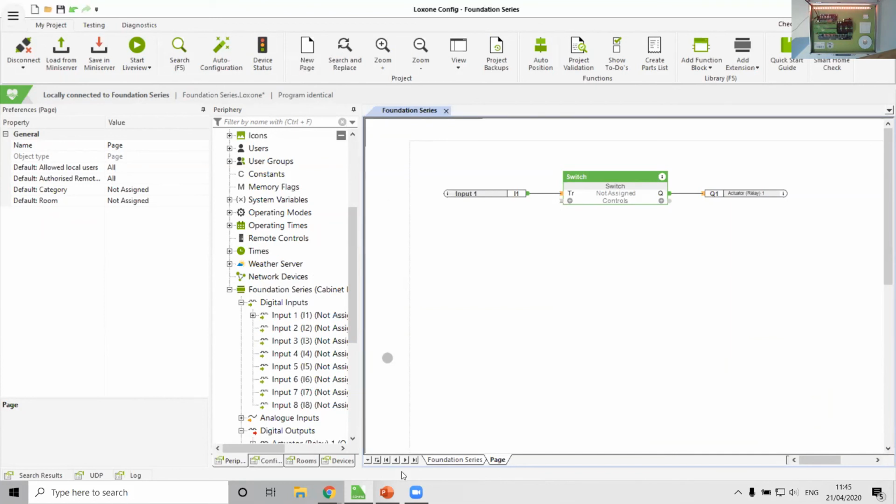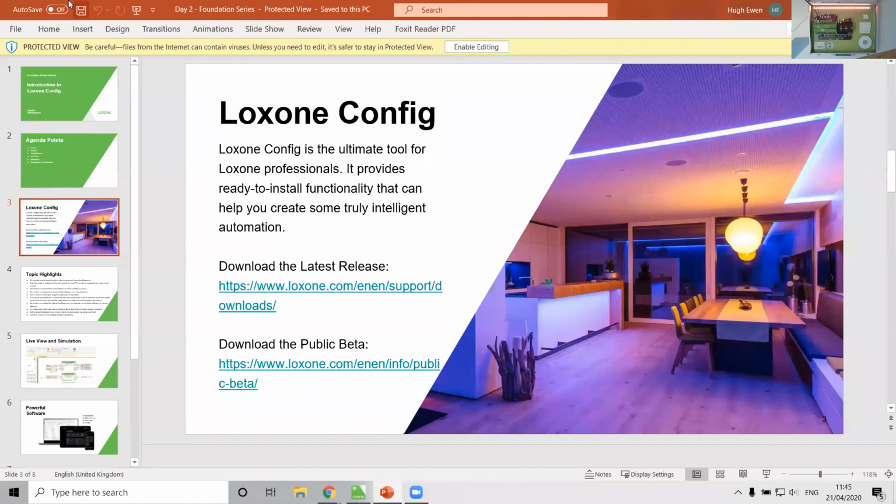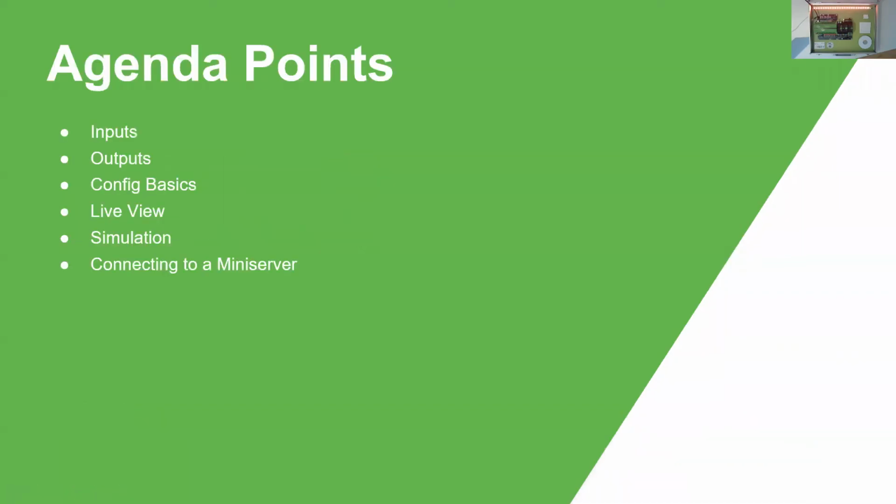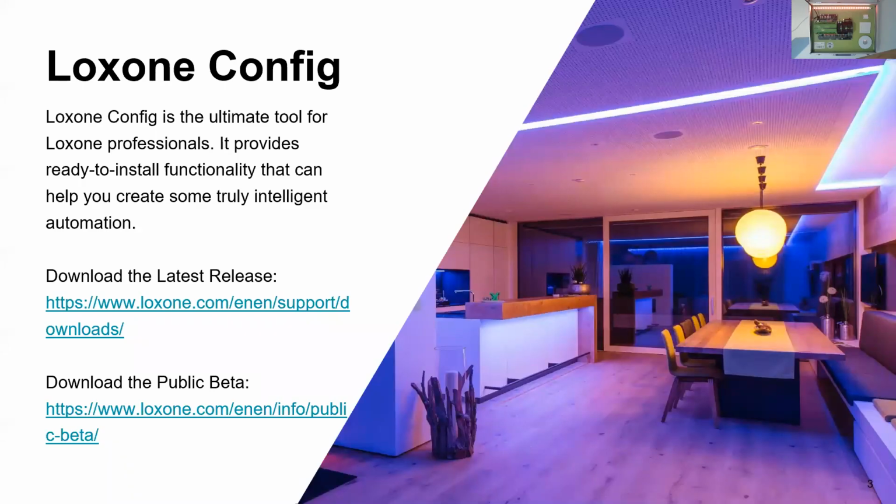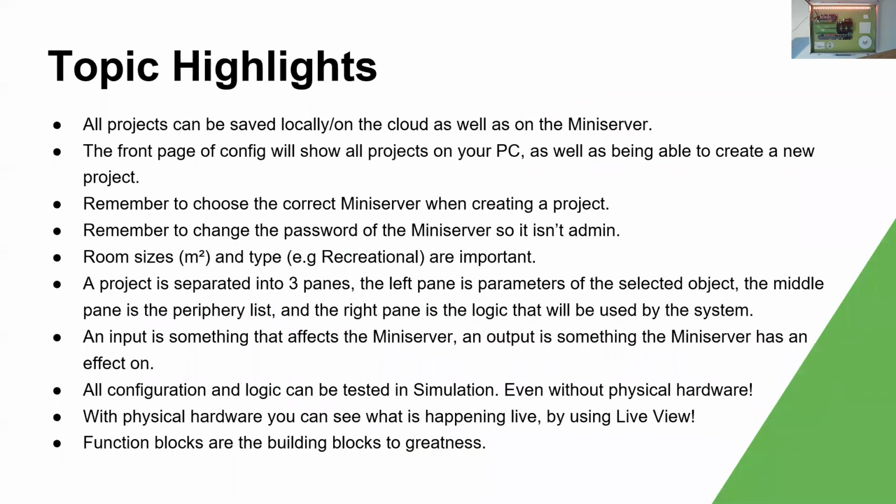Other than that, if I just move back to the slideshow to finish up with a few slides on here. So the highlights of today. As I said, all config files, all projects, you can save locally on your laptop or on the cloud, as well as being saved into the mini server. The front page of your config file shows your projects that are on that PC, as well as the ability to create new projects.